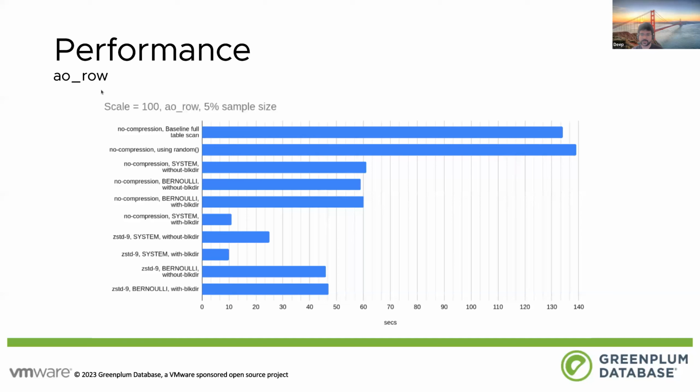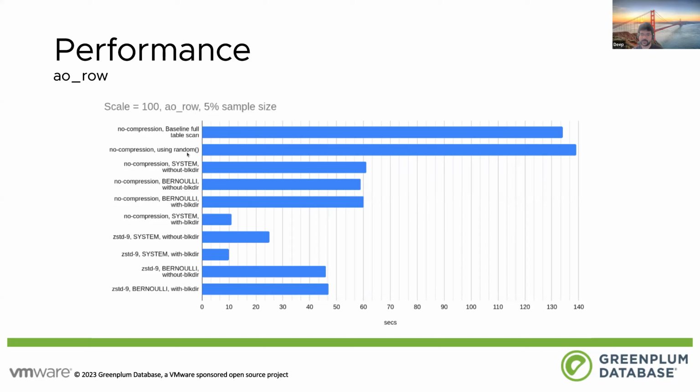I'm going to show you this diagram instead of each and every explain analyze, because there are a lot of experiment parameters here. So first we talk about 5% sample size on AO-row. This is the full table scan, which takes around 130 odd seconds.